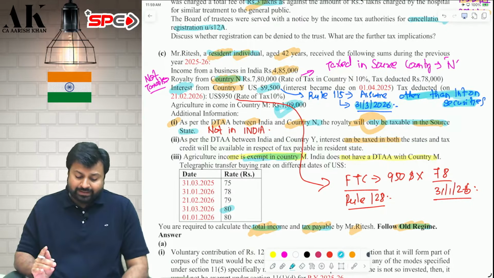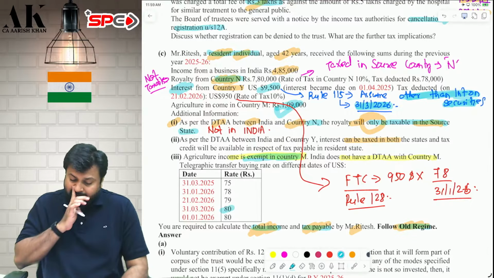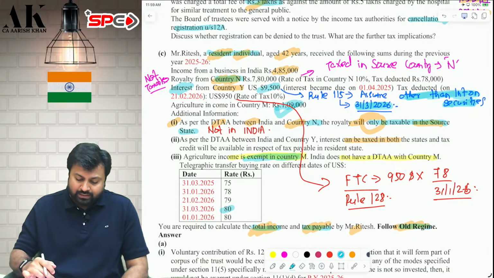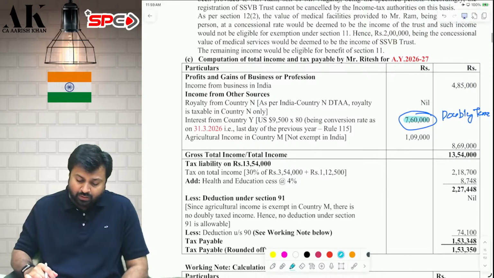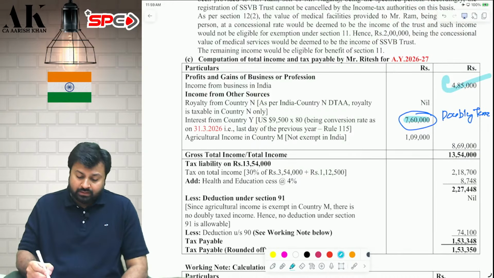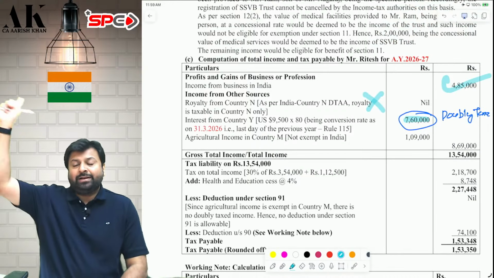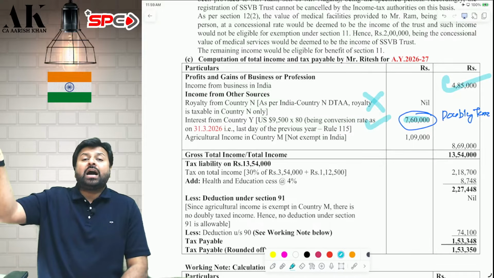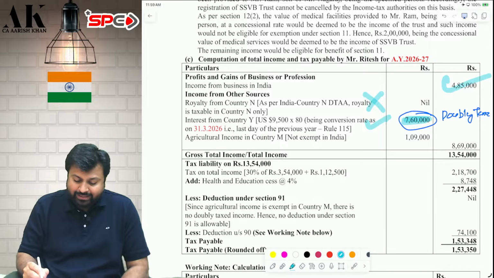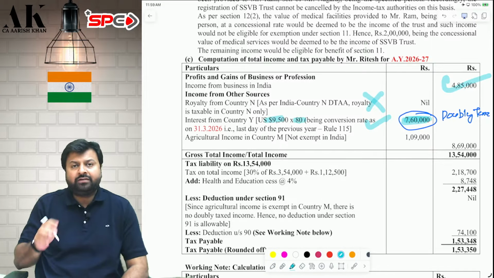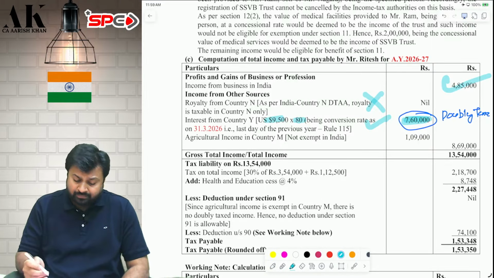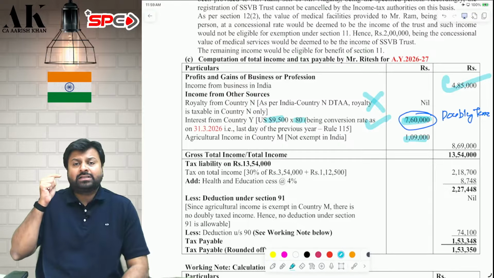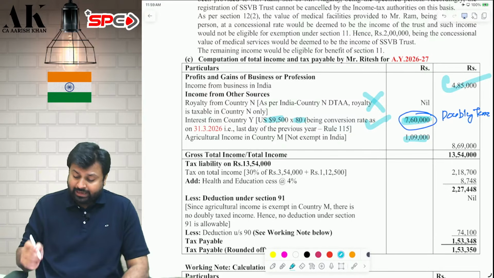Okay. So, ultimately, how much income will come in the total income? Three incomes will come. Let's see what the total income will include. One is business income from India. Then country N royalty will be taxable only in country N, so you will not take it in India. Then country Y interest other than on security, you will multiply by 80 rupees, 80 into 9,500. We are assuming it to be other than interest on security. And then agricultural income, which is taxable in India, not taxable in country M.